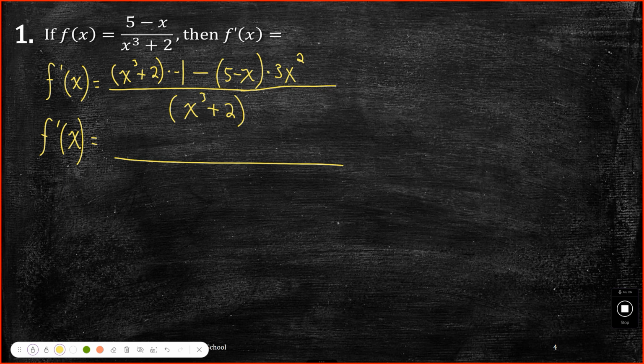It's going to be distribute. So distribute this: negative x cubed minus 2. Just to speed this up, for the subtract sign I'm going to put a plus and then put the negative on this one, and then distribute. So then this is going to be negative 15x squared. Negative times the negative is a positive, 3x cubed, all over x cubed plus 2.